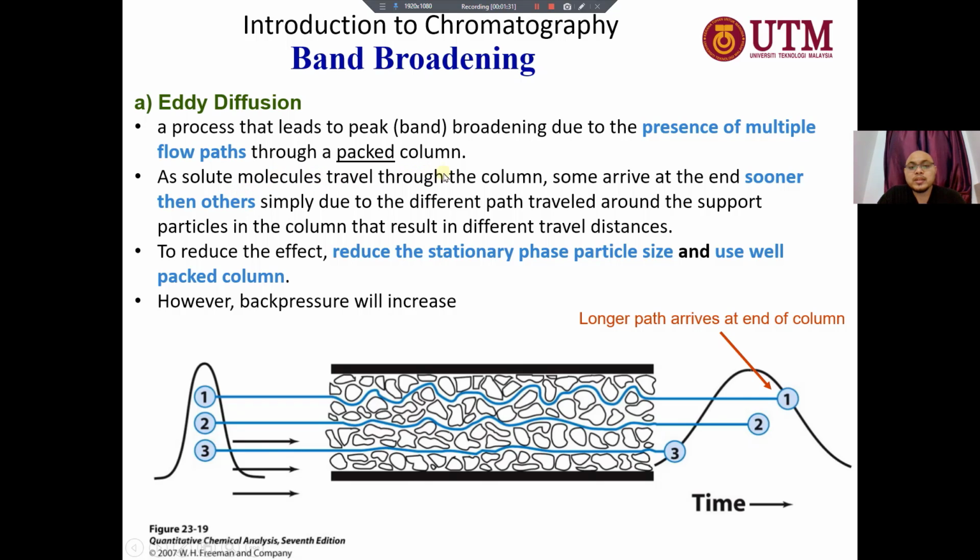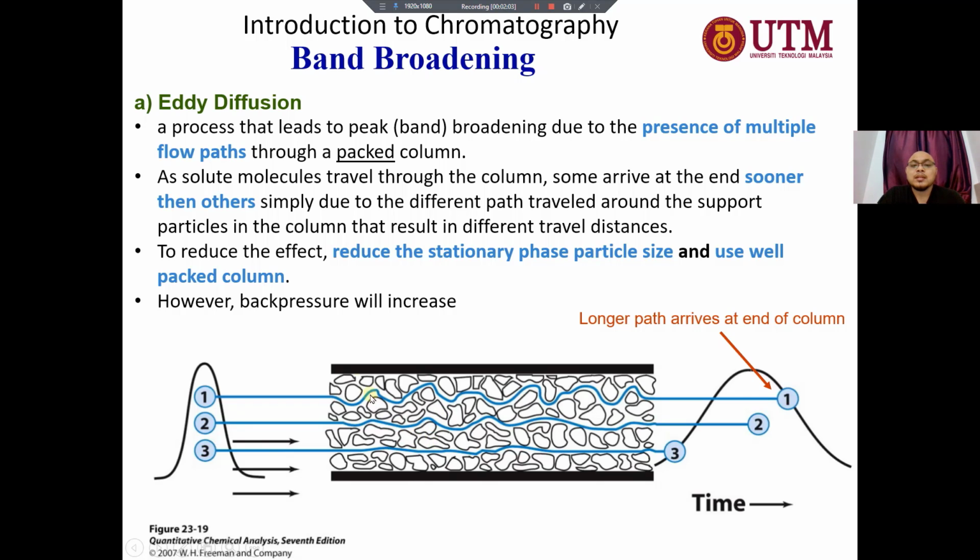As solute molecules travel through the column, some arrive at the end sooner than the others, simply due to different paths. They travel around the support particles in the column, which results in different travel distances. So because of different travel distances, it can cause the peak broadening effect. This is happening because the column material is not well packed.